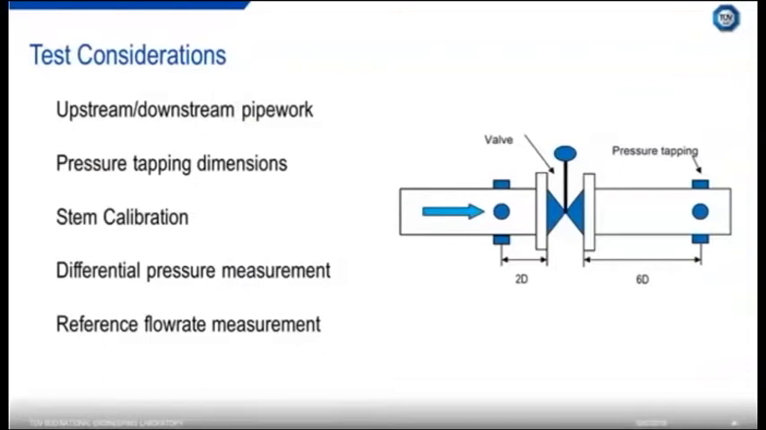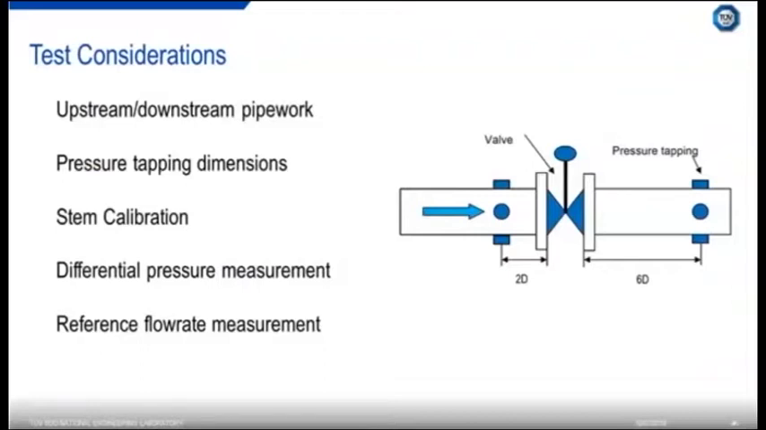So what are some of the test considerations you need to look at? In order to flow test a valve, you need to install it within the line, and the upstream and downstream pipework are quite important. You want pipework that matches the internal bore of the valve. You don't want any large changes in bore or steps in bore, because that can affect the pressure drop measurement.